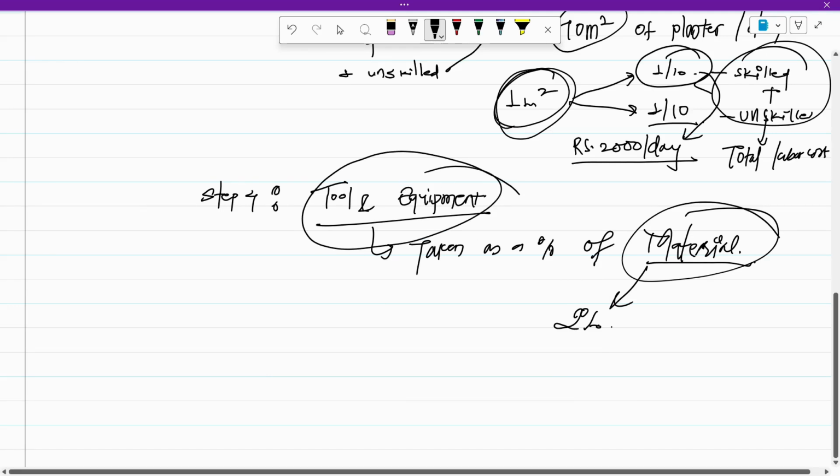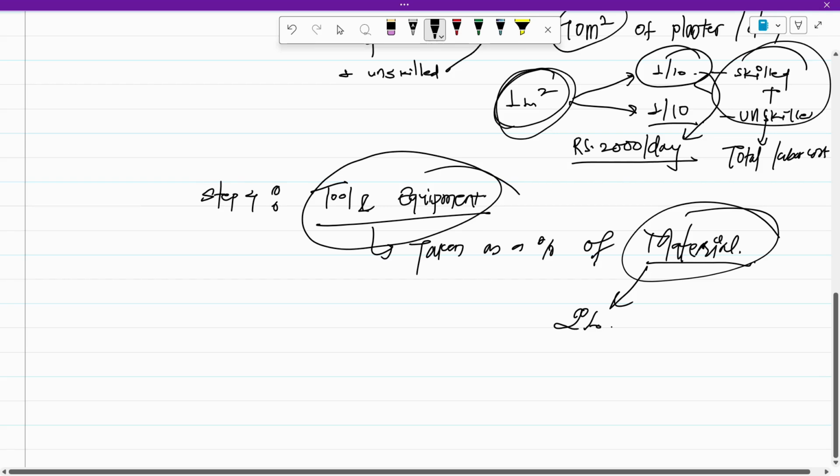So what tools do you need? For example, for concreting work, you need mixer, you need cube box, you need vibrator, okay, you need leveler, right? You need wheelbarrow and those things, and also diesel and operator charges, hourly rental charges, those things. All right.